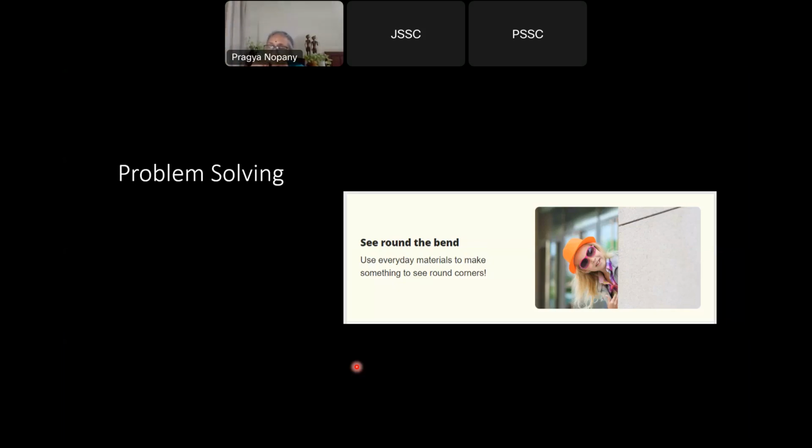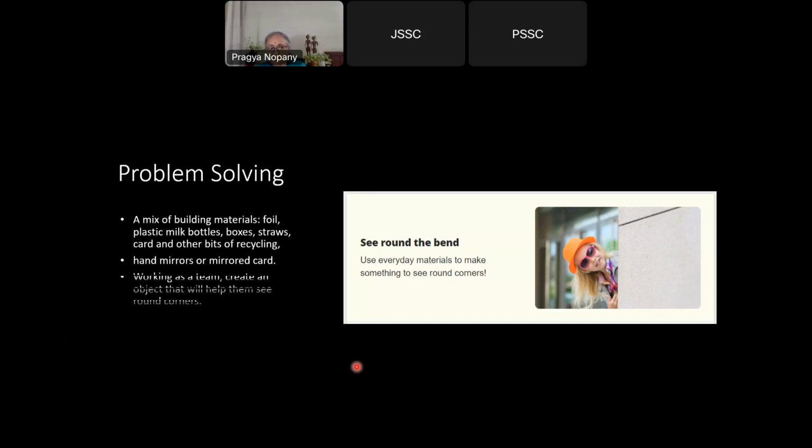Now, how do we nurture that? We don't give them, let us say, a description of a periscope. We just tell them to use everyday materials to make something to see round the corners. Now, how will they do it? Let them plan. We can give them a mix of building materials like foils, plastic milk bottles, boxes, straws, card, other bits of recycling material, and we can give them hand mirrors or mirrored cards, whatever. Now, ask them, working as a team, to create an object that will help to see round the corners.